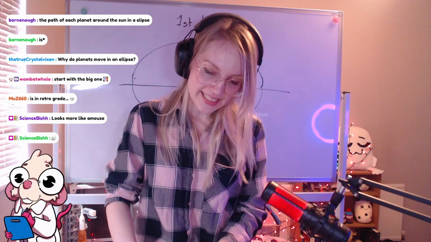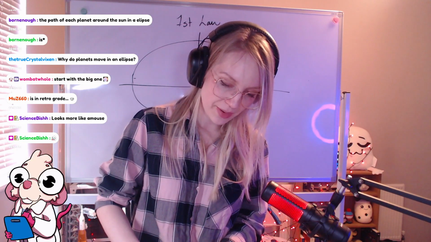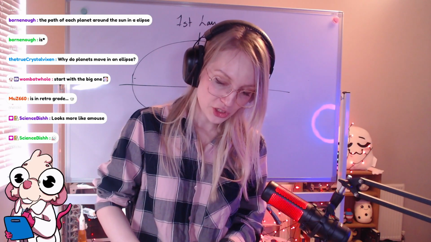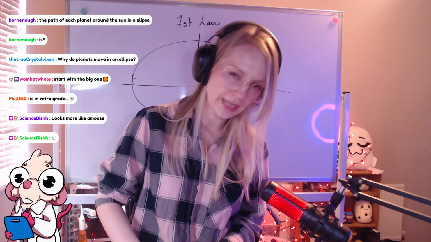So an ellipse is a closed curve such that the sum of the distances from any point P on the curve to the two fixed points called the foci. I think I'm saying it right.